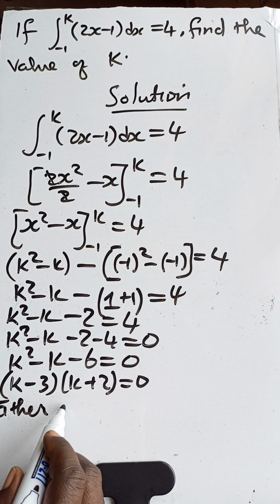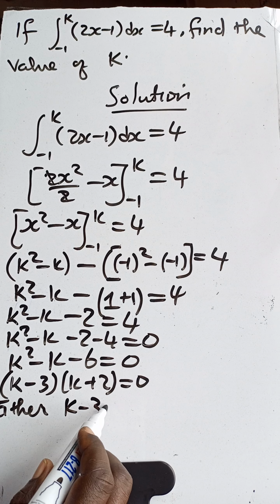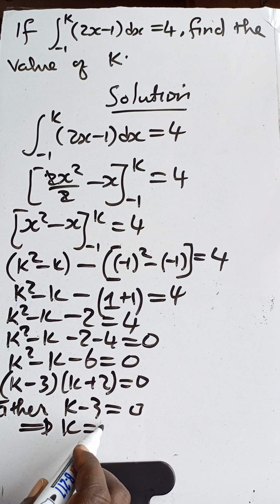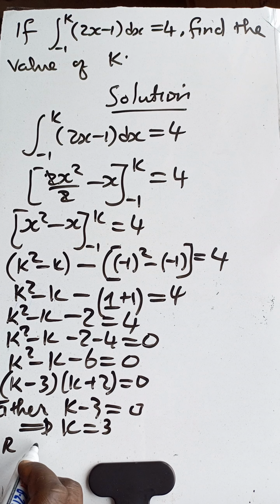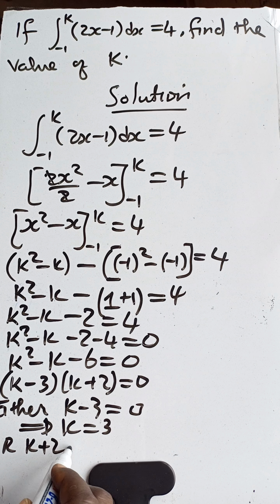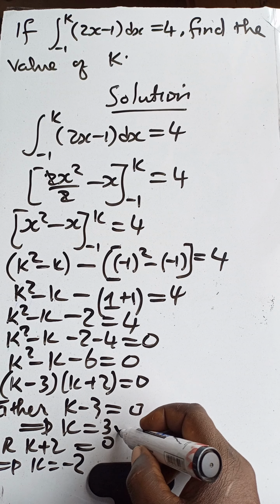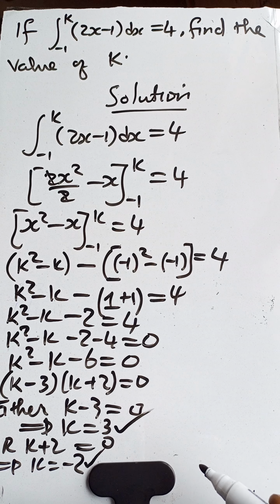So which one? Either the first one, k minus 3 is equal to 0. If that is true, then we are saying k is 3. Or the second one, k plus 2 is equal to 0. If that is true, then k is negative 2. So we have two values of k, positive 3 and negative 2. Right? k is either 3 or k is negative 2.